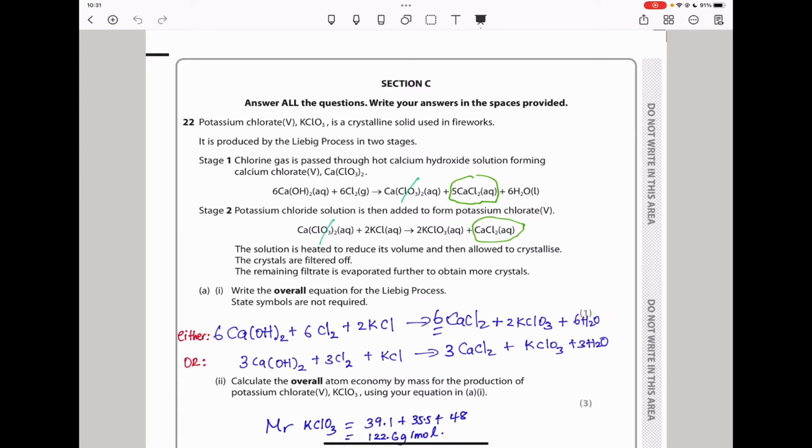Or you could write divide by 2 because they're all multiples of 2. So divide by 2, we get 3. Divide by 2, we get 3. Divide by 2, it's 1. Divide by 2, 3. Divide by 2, 1. And divide by 2, 3. So if you wrote this equation or that equation, it is acceptable.